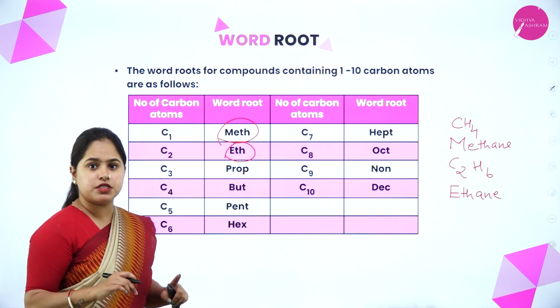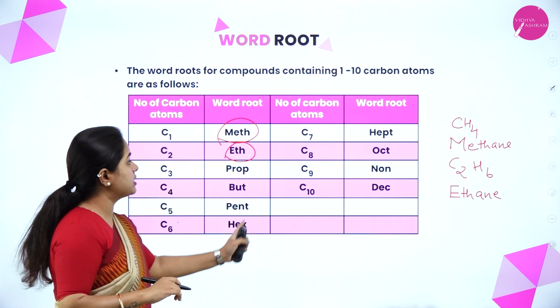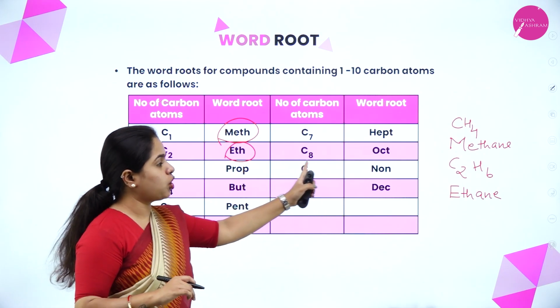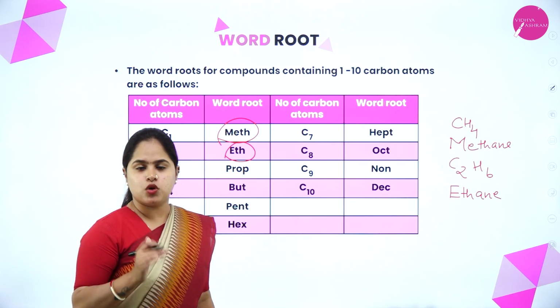If 3 carbon atoms are there, prop. 4 is but. 5 is pent. 6, hex. 7, hept. 8, oct. 9, non, and 10, dec. I hope it is clear.